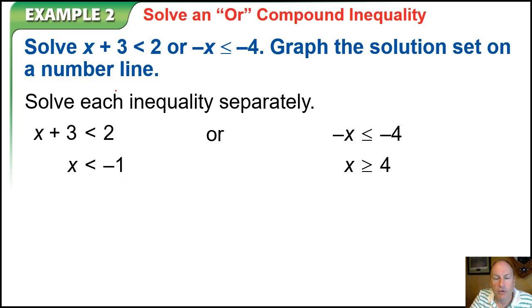So first step here, we're going to use the subtraction property of inequality and subtract 3 from both sides. So we are left with x on the left side and negative 1, because 2 minus 3 is negative 1, on the right side. Over here, the second part, we're going to use the division property of inequality.